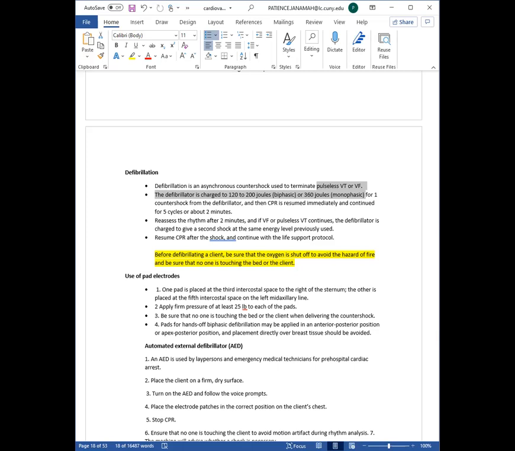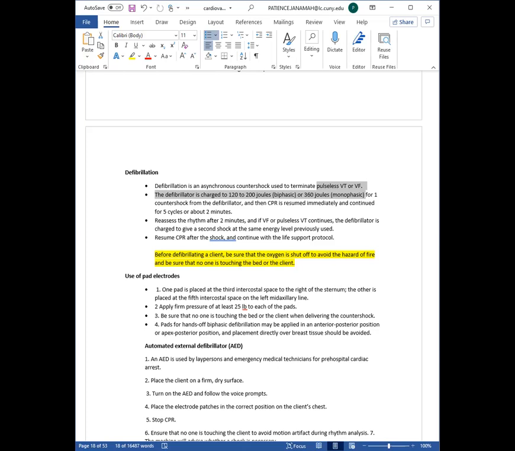If a patient has VFib, ventricular tachycardia, ventricular fibrillation, you are going to defibrillate. So this is what you do. You set the machine to charge at 120 to 200 joules. That's the charging rate. And then we deliver 1 shock, or 2 shocks, and then the CPR is resumed immediately.